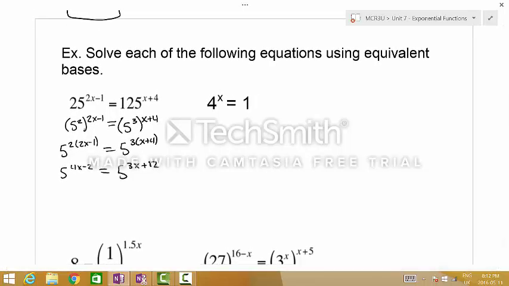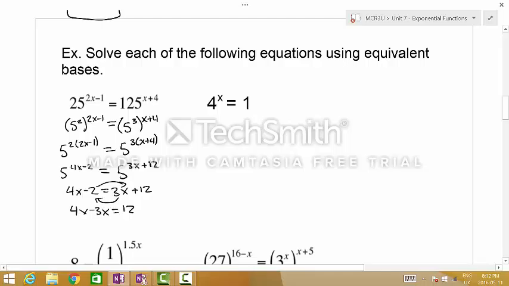Now we have our bases the same. We've done distributive property on the exponents. So what we're going to do is ignore the bases and just make the exponents equal each other. Once we've done this, we need to solve for x, so we're going to move all of the x's to one side and the numbers to the other. So again, positive 3x, moving it over, becomes negative 3x. That negative 2, moving it over, becomes plus 2. 4x minus 3x gives us 1x. 12 plus 2 gives us 14.